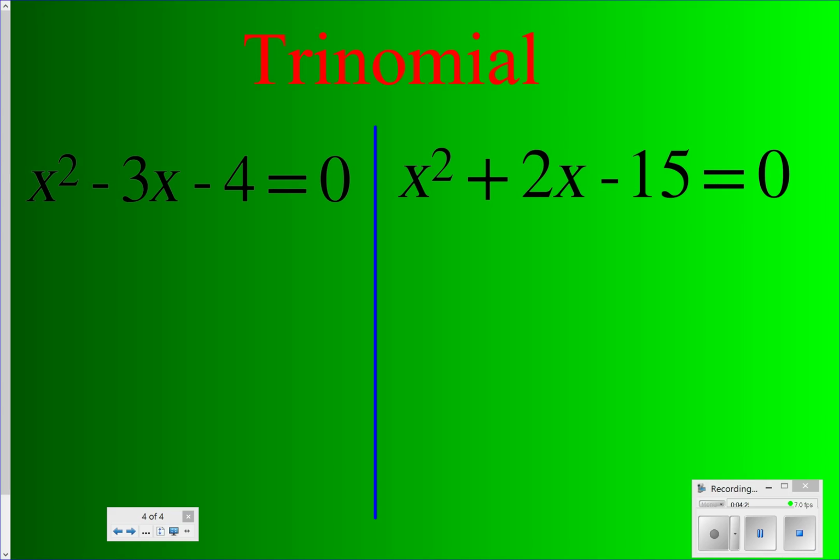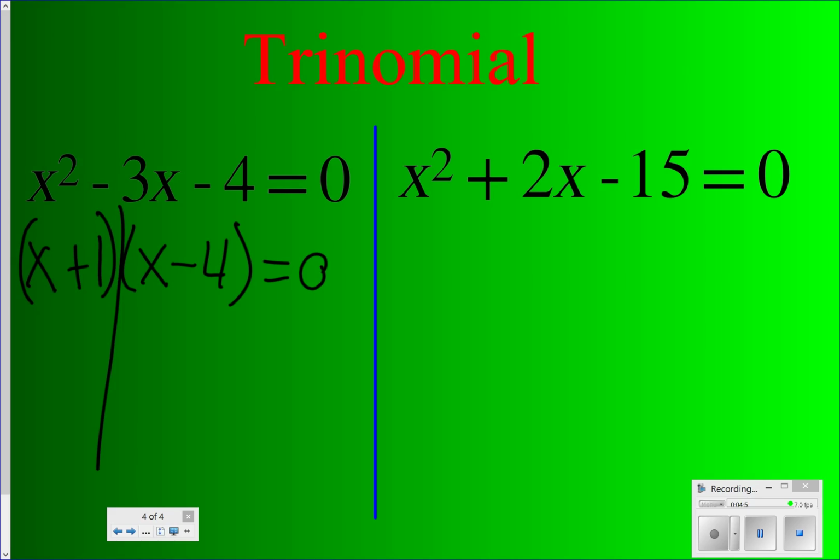The last way I'm going to show you how to solve quadratic equations is by using trinomial factoring. So what's going to happen first is you're going to have to set the equation equal to 0, but that's already done for us in the first one. So your factors are going to be x plus 1 and x minus 4 in parentheses equals 0. Then you're going to split, and you're going to have x minus 4 equals 0 and x plus 1 equals 0. So now you're going to solve for the variable using inverse operations.